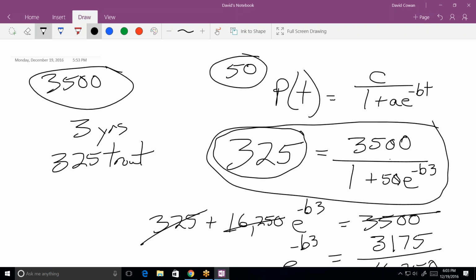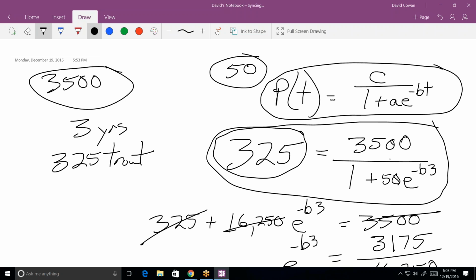And so now, what did they want to know now? What will the population be after 10 years? Okay. So I'm going to go to this. Going to substitute 3,500 for C, 50 for A, the answer we came up with for B, and 10 for T. And that's going to give me all numbers.